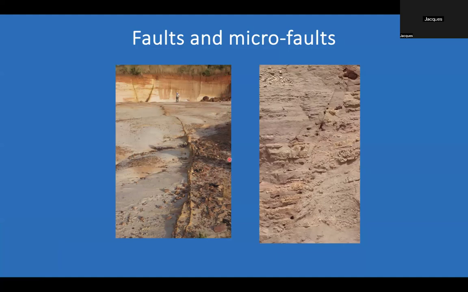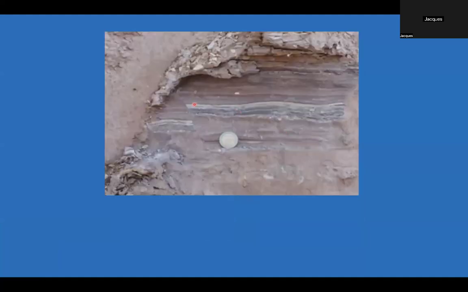tectonic activity. On the right also, we can see a fault line, and we can see some displacement of the two parts of the sediments, one side to the other one. Here we have a micro fault, a reverse fault that we can see. It's evident that one part has moved down, and this is also evidence of tectonic activity.